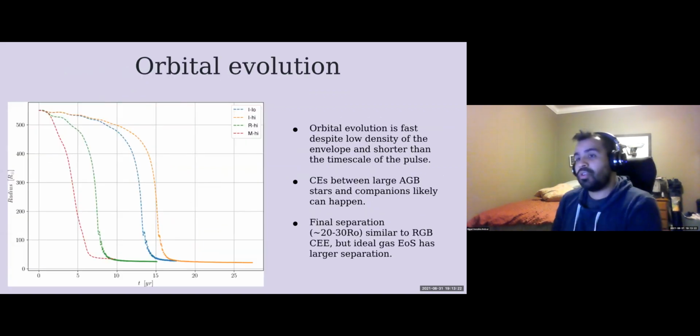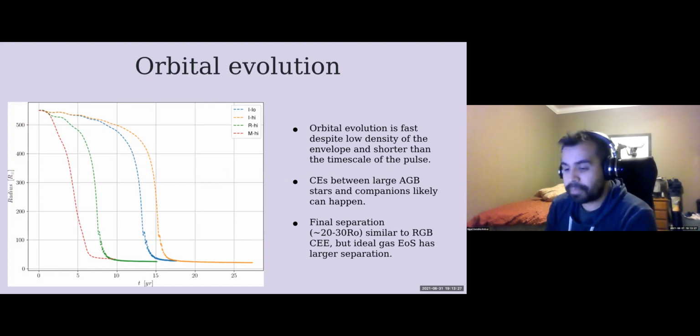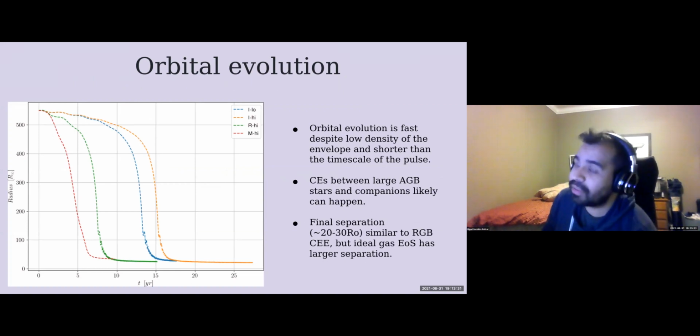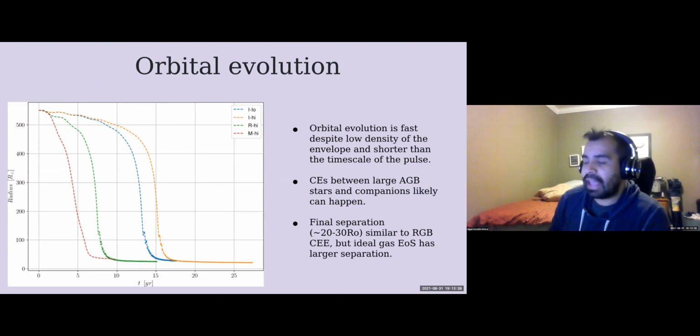Anyway, so after that, we just run the 4 different models from the Roche lobe overflow. It's important to note that for the pure ideal gas, we use 2 different resolutions, which you can see here as blue and orange, the low and high. Green represents the radiation pressure, and the red one is the MESA equation of state.